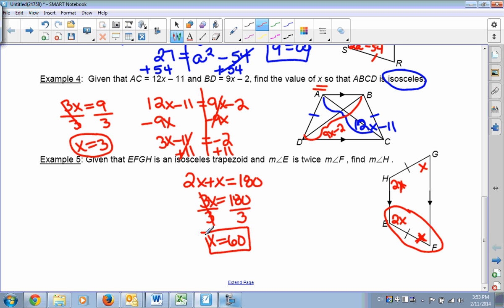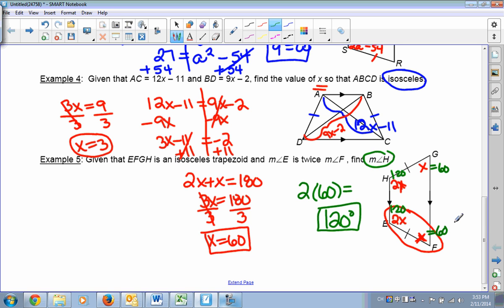No, because what are we looking for? We're trying to find the measure of angle H, which we've already labeled as 2x. So it's important to label your trapezoids. 60 times 2 is 120. So the measure of angle H is 120. So this one's also 120. This one is 60, and this one is also 60.